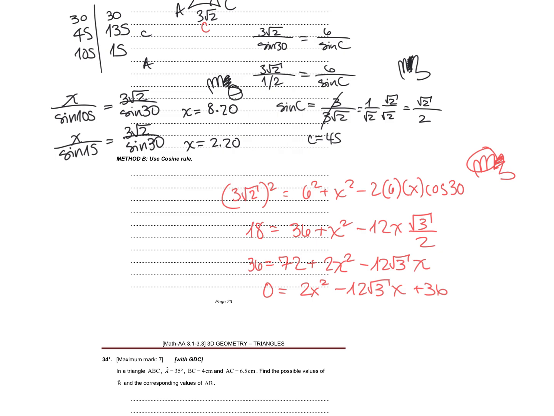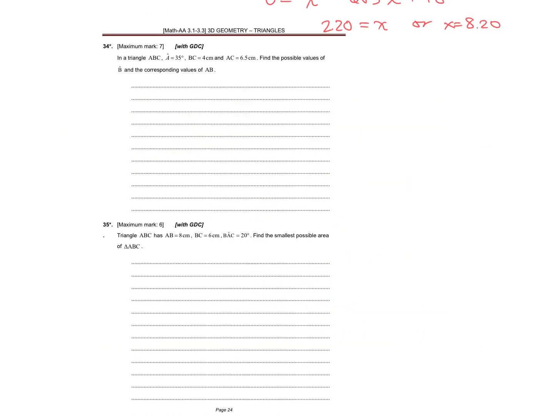Oh, I didn't have to multiply through by 2. I'm like, why do I have a factor of 2? I could have just divided by 2. Whatever. So that's x squared minus 6 root 3x plus 18. And calculator. So we get the same answers. 2.20 or 8.20.